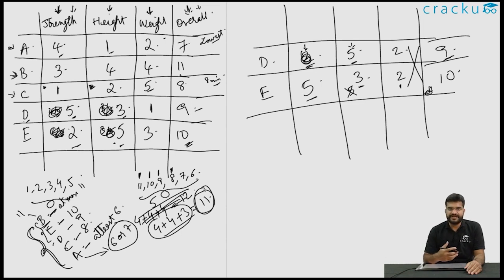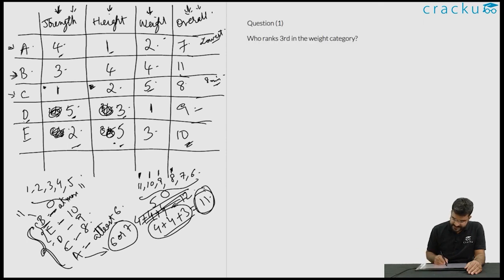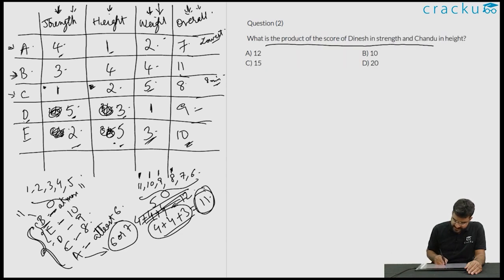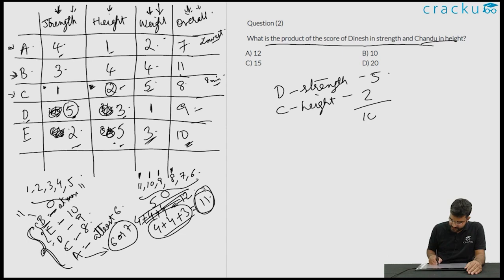Now that we have the entire table mapped up, let us go and try to answer the questions. The first question is, who ranks third in the weight category? In the weight category, the person who scored 3 is Ehsan. So the answer is Ehsan. What is the product of the score of Dinesh in strength and Chandu in height? The score of Dinesh in strength is 5, and Chandu in height is 2. So the product will be 5 into 2, that is 10.